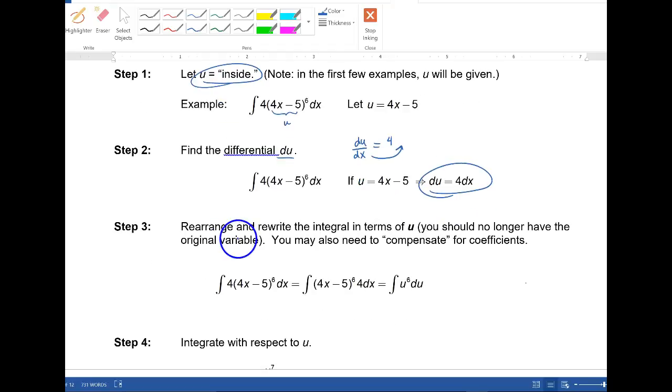Now, the next step, we're going to rearrange and rewrite the integral in terms of u. Okay, so you should no longer have the original variable. So here, if you notice I have a 4 and a dx, well 4 dx was equivalent to du. So if I just move this over, right here I get the 4 dx, I can replace that with du. The 4x minus 5, well that's u. Remember, that's what we originally let u equal to. So I have u to the 6th power.